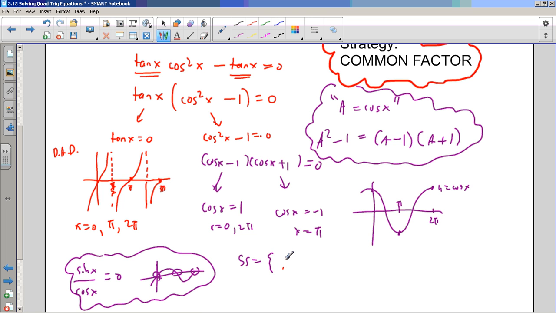it's just, well, how am I going to write that? 0 plus pi n, or just pi n, right? Where n is any integer. Any multiple of pi, I'm going to get a solution. The principal solutions are the ones we found: 0, pi, and 2 pi.